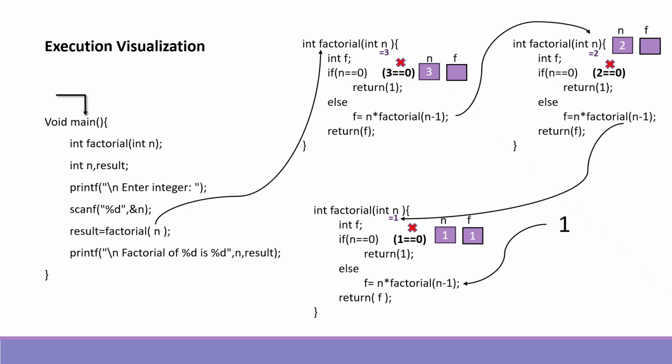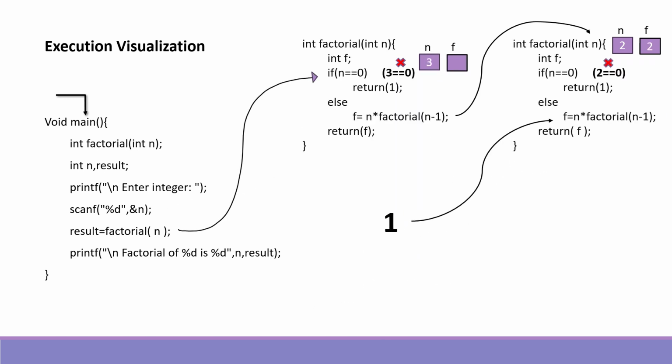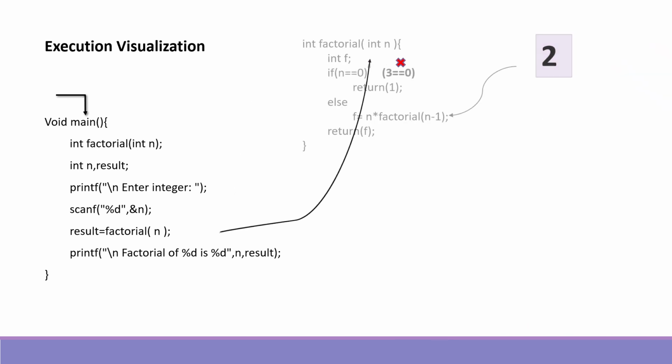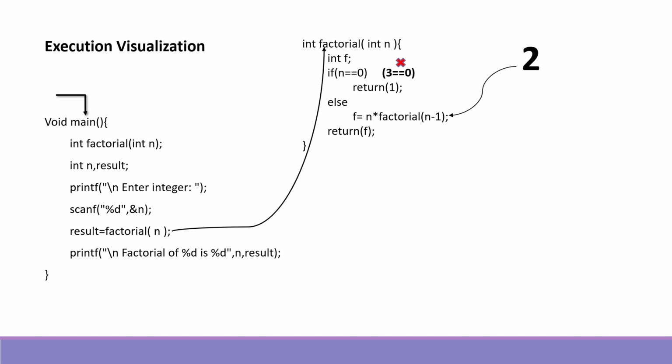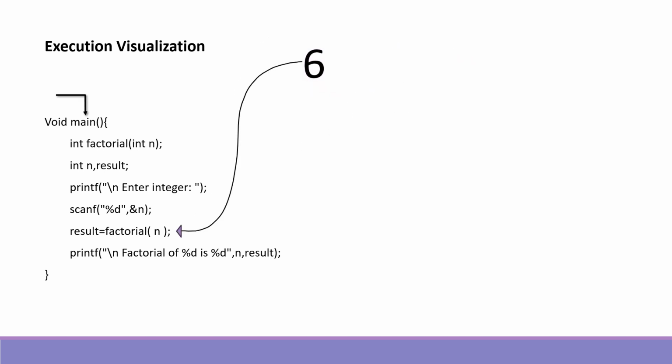Now the recursive calls start returning in reverse order. Factorial 1 receives 1 from factorial 0 and calculates 1 times 1 equals 1. It then returns 1. Factorial 2 receives that 1 from factorial 1 and calculates 2 times 1 equals 2. It then returns 2. Factorial 3 receives 2 from factorial 2 and calculates 3 times 2 equals 6. Finally, it returns 6 to the main function. The main function then prints factorial of 3 is 6.